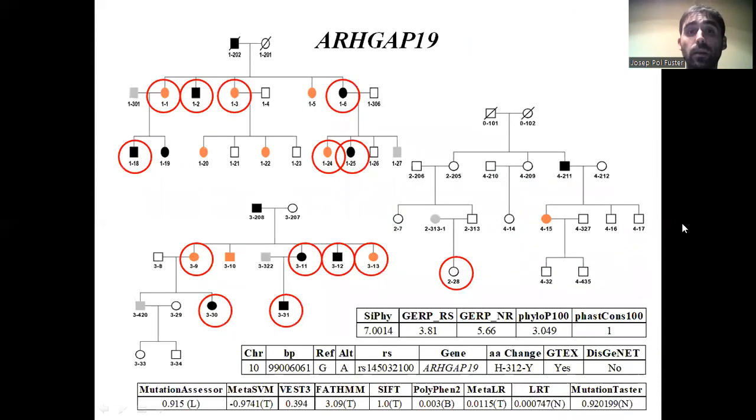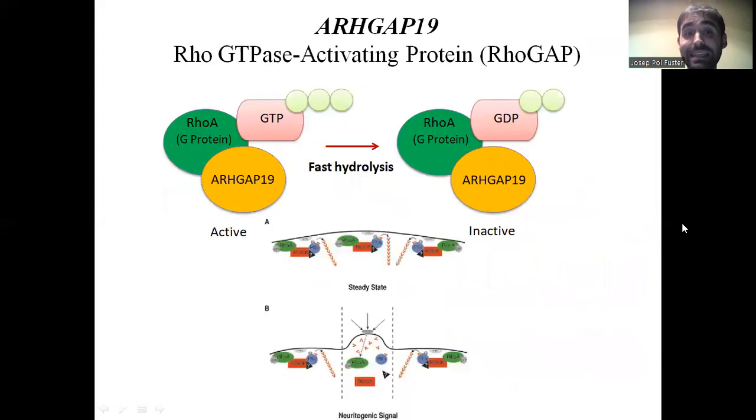But in this family, we were able to identify all the variants contributing to the phenotype. This was the case of probably RGAP19, which was the only variant segregating with the phenotype in all of the affected members of the family. This gene seems to play an important role modulating ROA, which is important for the stabilization of the microtubules and for the sprouting of new neurons.